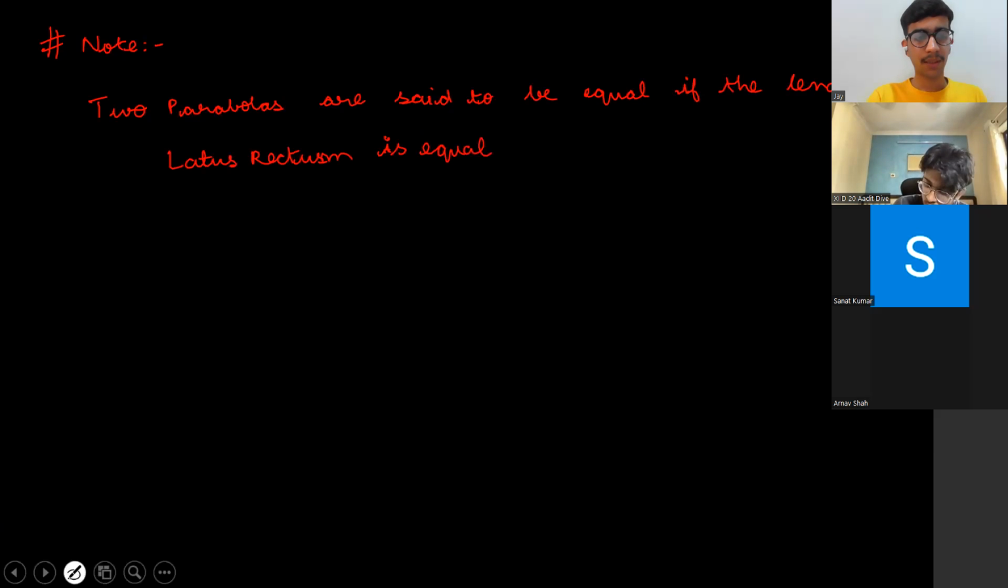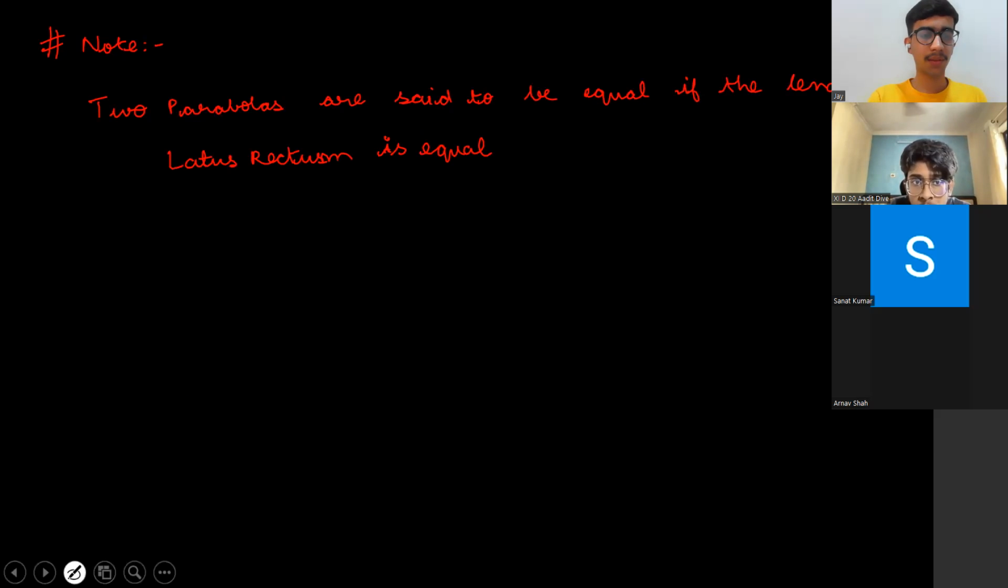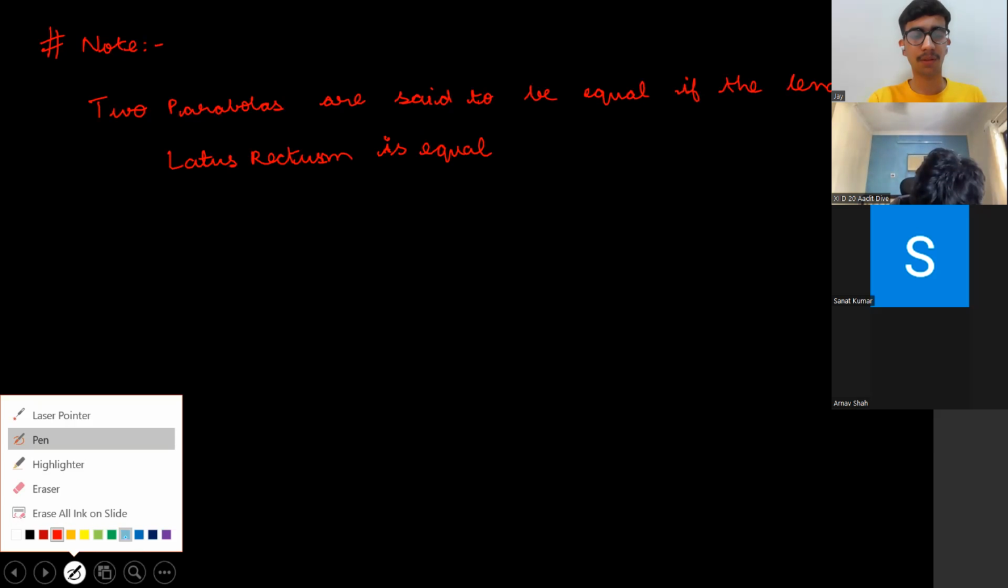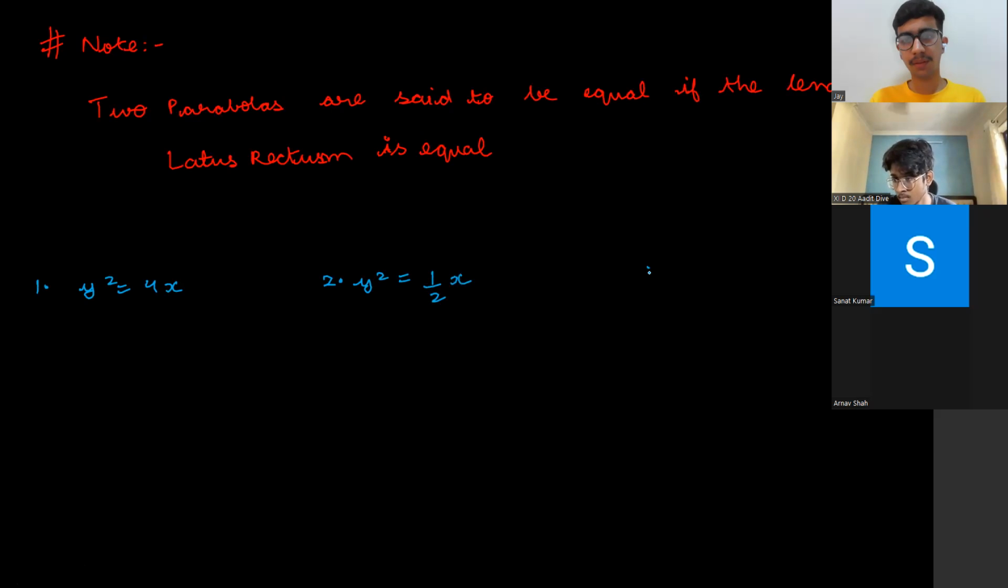Okay, now write an example. I'll give you some parabolas and you have to tell me all of the stuff which we discussed in the previous parabolas. So the first is y square is equal to 4x. The second is y square is equal to 1 by 2x. The third is x square is equal to 8y. And fourth is x square is equal to minus 1 by 3y.